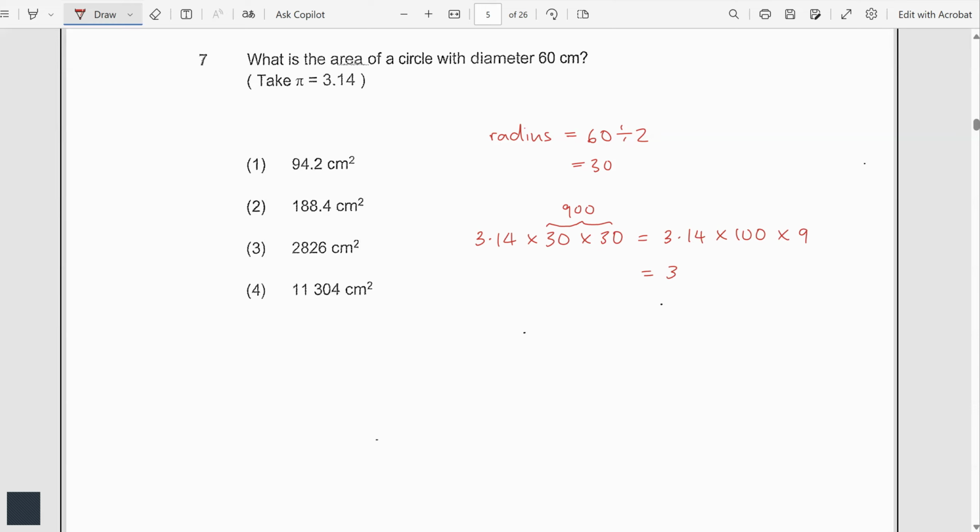3.14 times 100 is 314. So I just need to calculate what's 314 times 9. Okay, do your working. 314 times 9, you should get 2826. So answer option 3.